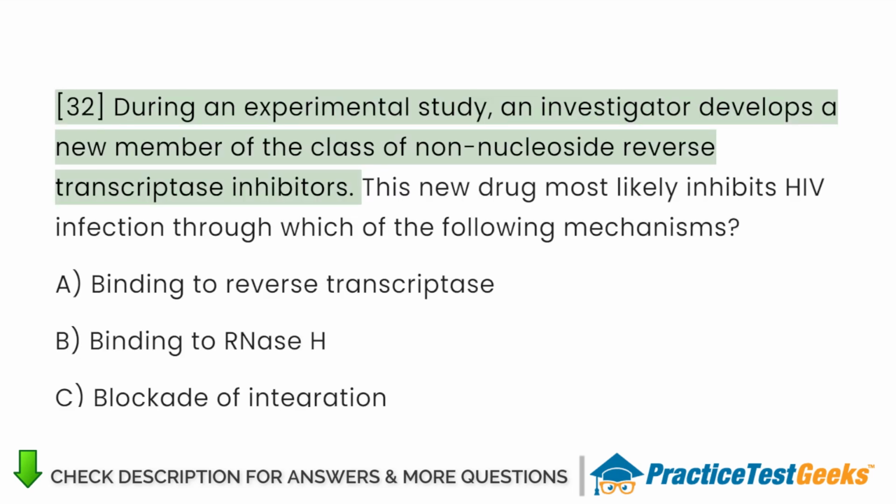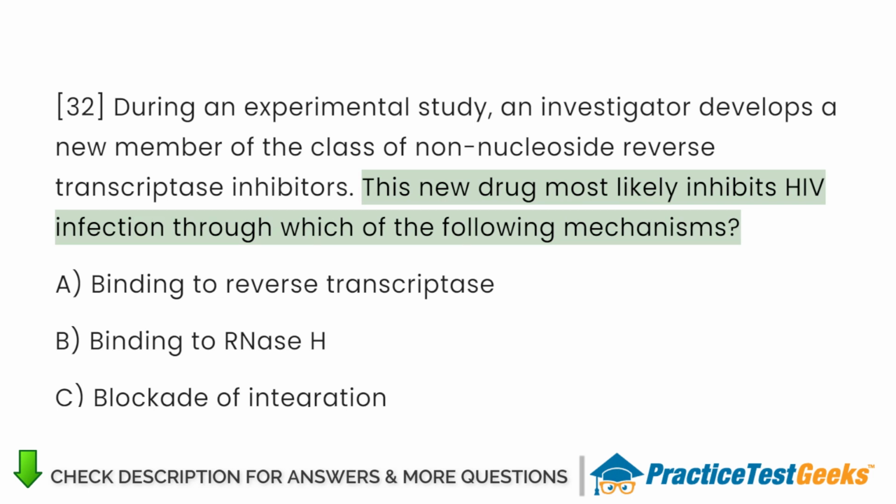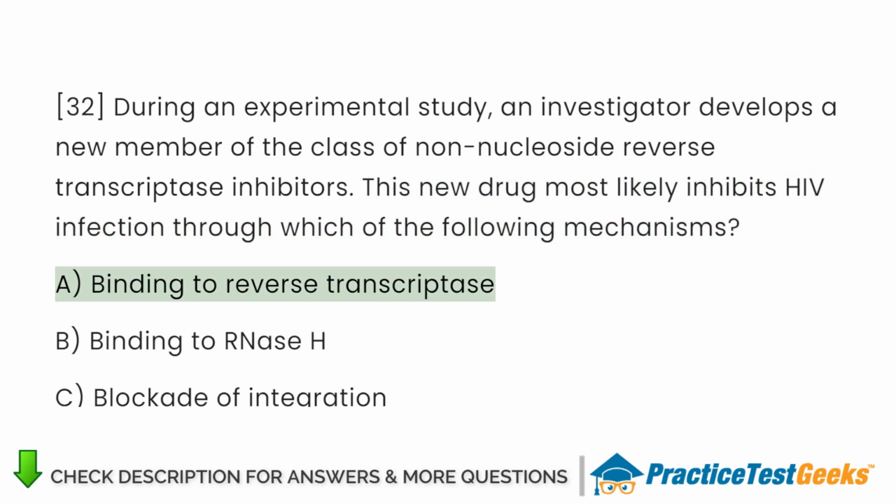During an experimental study, an investigator develops a new member of the class of non-nucleoside reverse transcriptase inhibitors. This new drug most likely inhibits HIV infection through which of the following mechanisms? A. Binding to reverse transcriptase. B. Binding to RNase H. C. Blockade of integration.